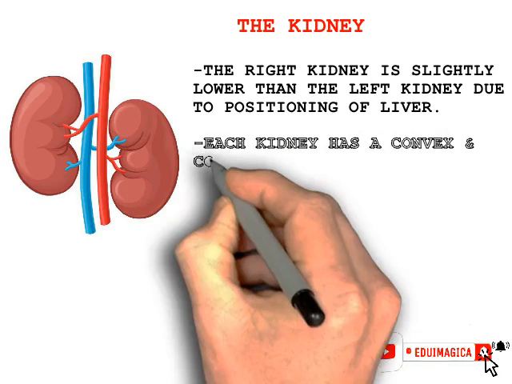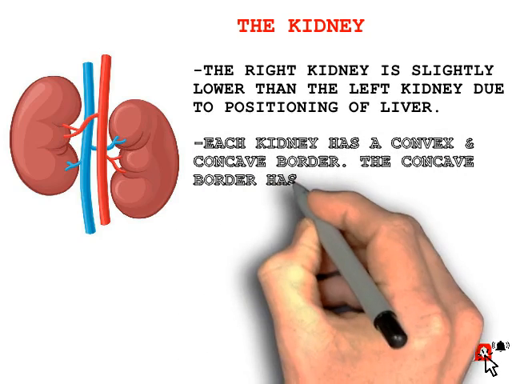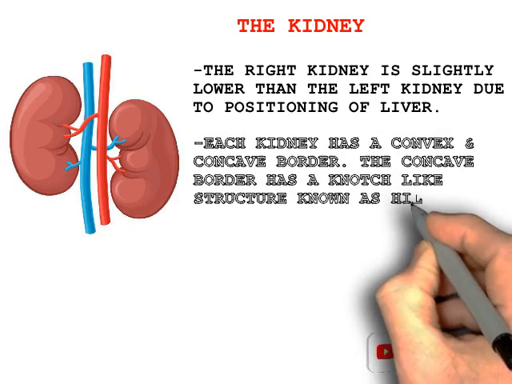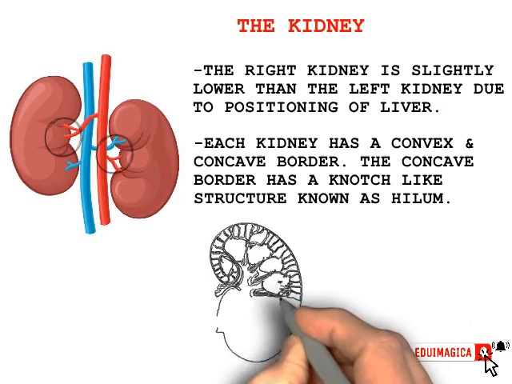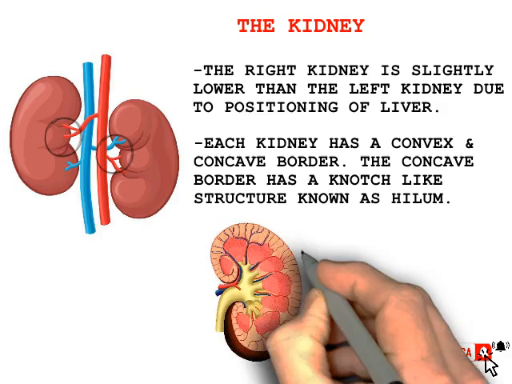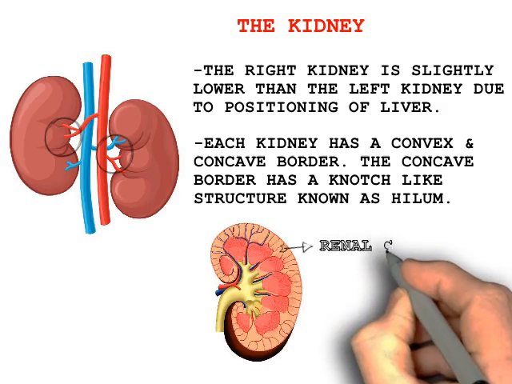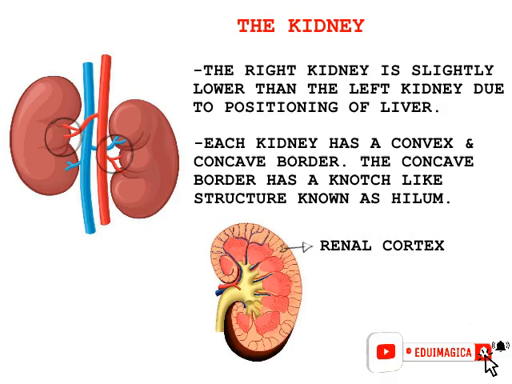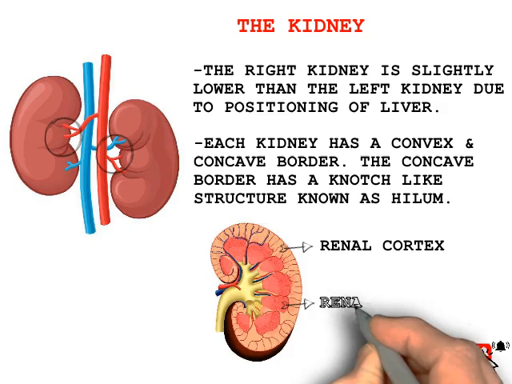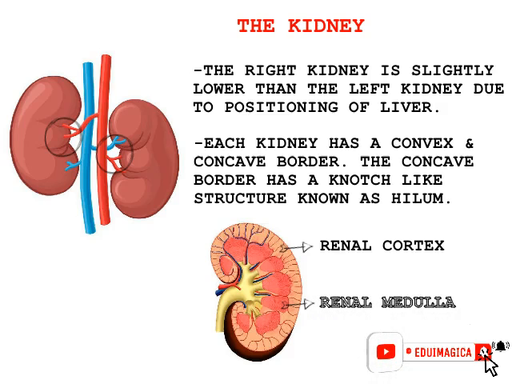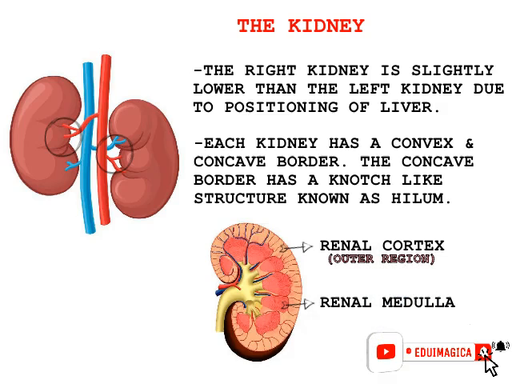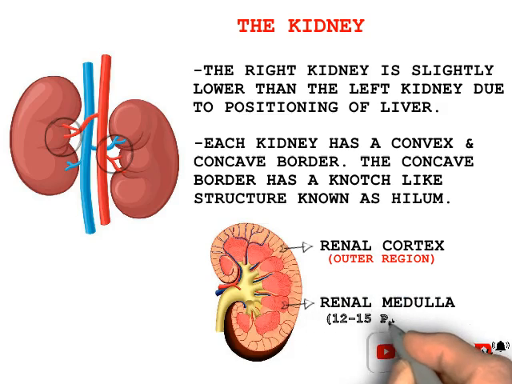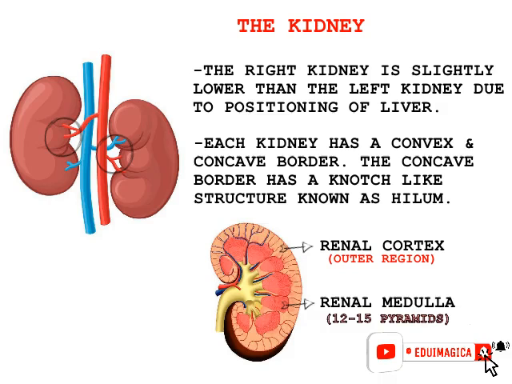Each kidney has a convex and a concave border. The concave border has a notch-like structure known as the hilum, from where the blood vessels enter and exit the kidney. If we take a cut section of the kidney, we will be able to see the internal structures of the kidney. The internal structure is divided into two regions, the renal cortex and the renal medulla. The renal cortex is the outermost region, whereas the renal medulla consists of 12 to 15 cone-shaped pyramids.